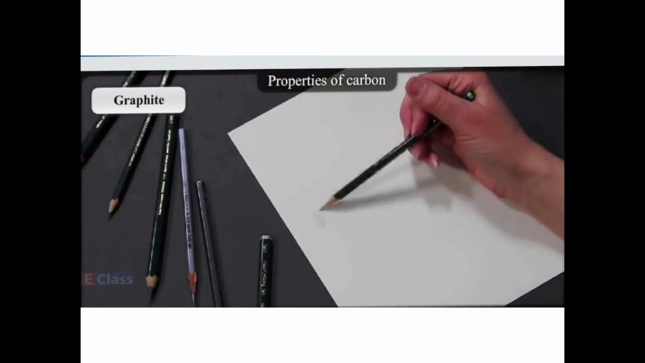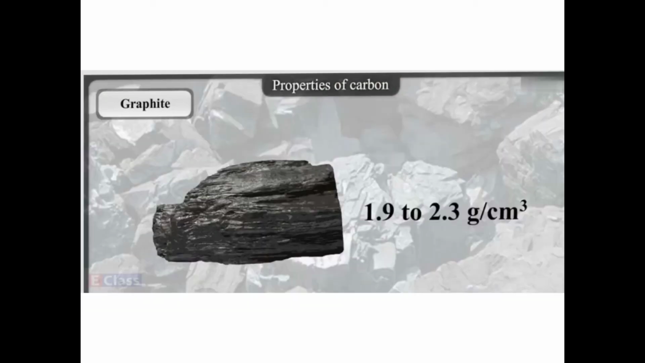It is a good conductor and moreover, children, it has a layered structure which can be used for writing on paper. Right, so that means we are able to write with this pencil which contains graphite. The density of graphite is 1.9 to 2.3 gram per centimeter cube.